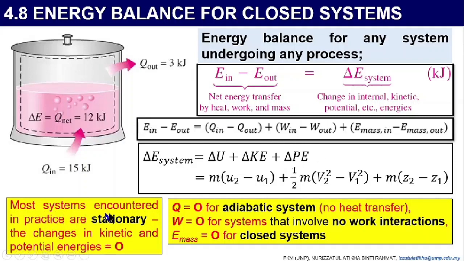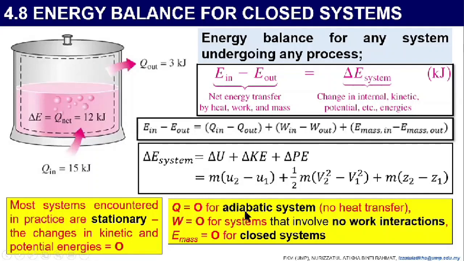Alright, most systems encountered in practice are stationary, where the changes in kinetic and potential energies are equal to zero. So when the system is stationary, we don't have any changes in kinetic and potential energies. So you can just put these as zero, except for delta U, internal energy.